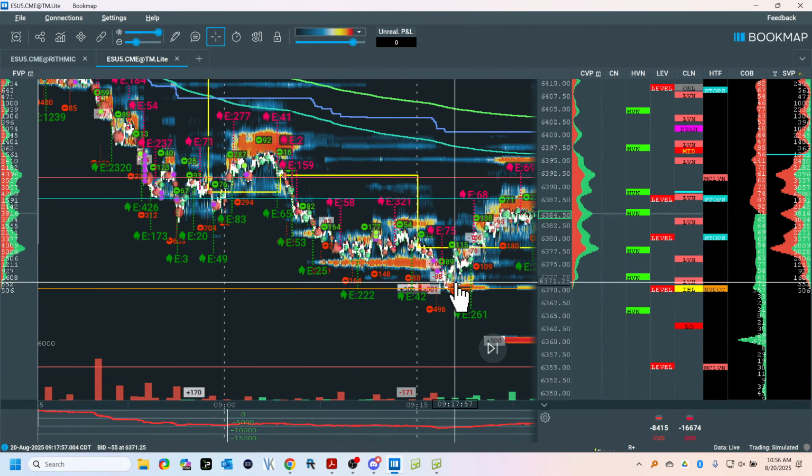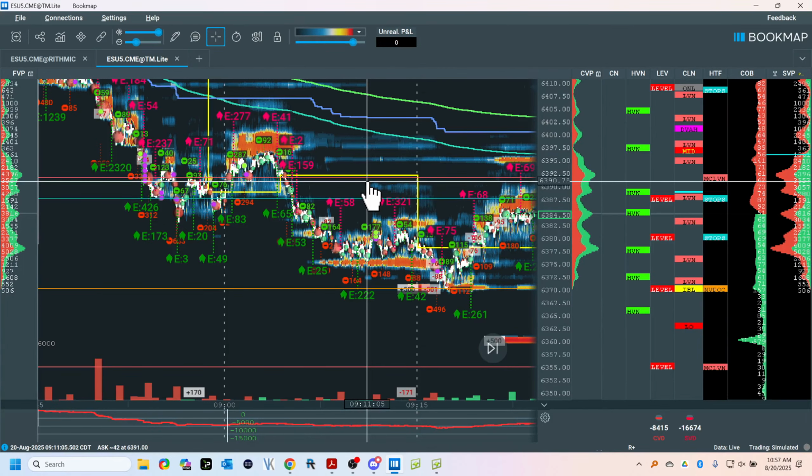Now, let's look at some further information. Hold on one second. I got to make some adjustments to some of these levels that are getting exported at the moment to Bookmap from IRT. They're a little too sensitive. Let's try this.